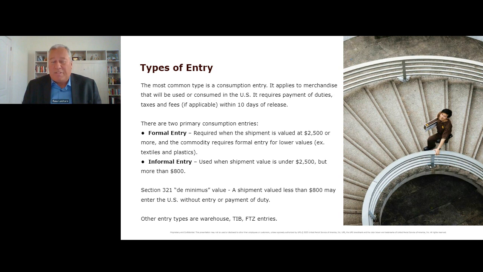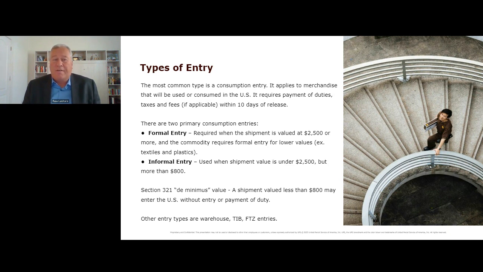They don't need a specific entry made. Basically, it's a type of informal entry, but it's released off a manifest, and there's no duty on anything under $800 for Section 321s. There are exceptions. Certain products do not qualify for Section 321, and informal entries have to be made, and some commodities require formal entry, as I mentioned.